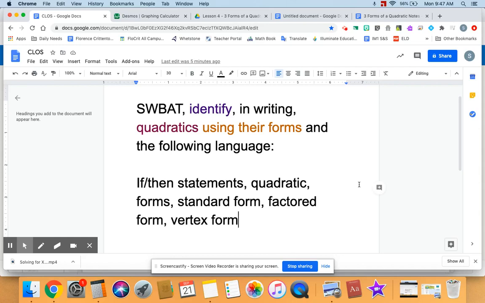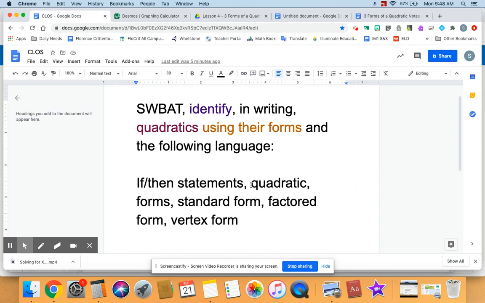The CLO for this lesson is students will be able to identify in writing quadratics using their forms in the following language. If-then statements, quadratic forms, standard form, factored form, vertex form. So in your own words, what do you think we might be talking about in this lesson?